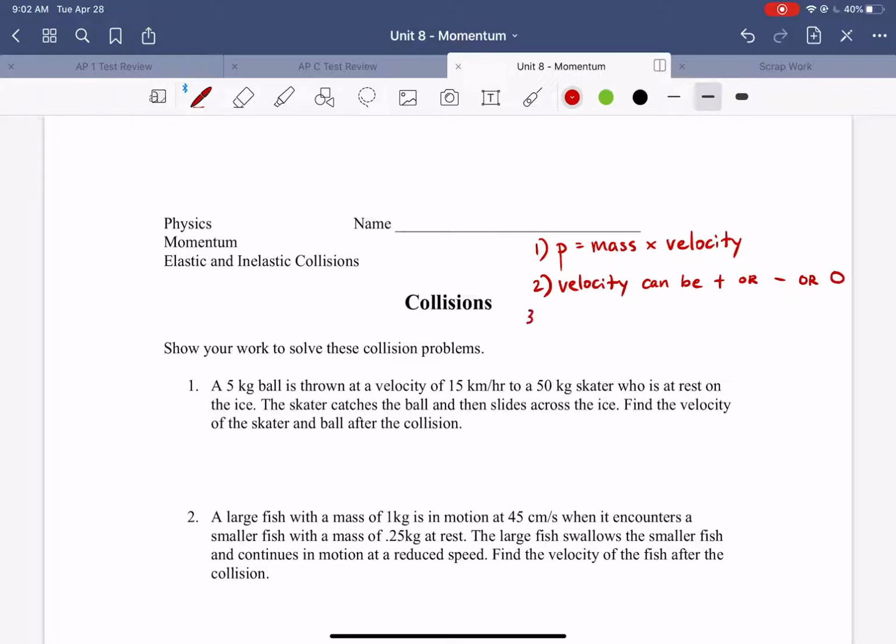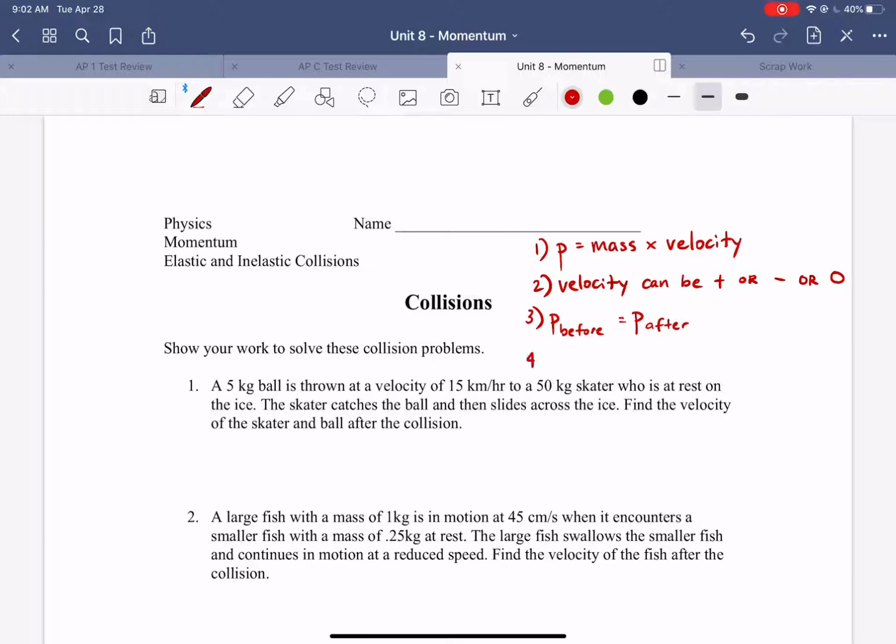All right. Third big idea is that whenever there is a collision between two or more objects, we can say that the momentum before the collision is going to be the same as the momentum after the collision. And when I say momentum, that means the total momentum of all of the objects involved.